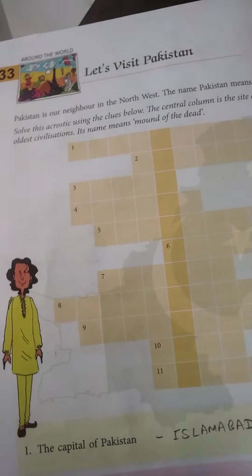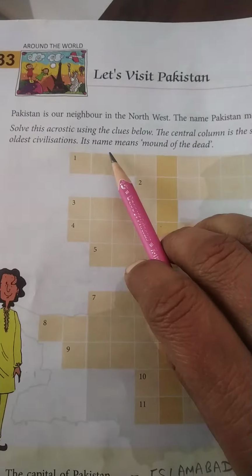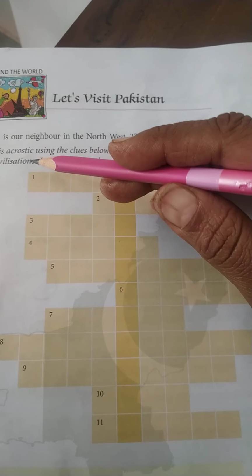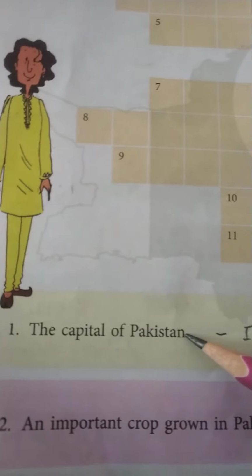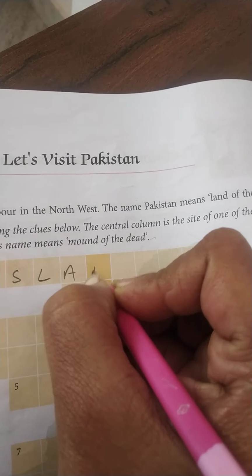Now let's see page number 76 and 77. Lesson number 33, Let's Visit Pakistan. Here all the questions are related to Pakistan and a crossword puzzle is given to you. Pakistan is our neighbor in the northwest. The name Pakistan means land of the pure. Solve this acrostic using the clues below. The central column is the site of one of the world's oldest civilizations. Its name means Mound of the Dead. So the capital of Pakistan, yes, it's Islamabad. So we will fill the first one. Islamabad.